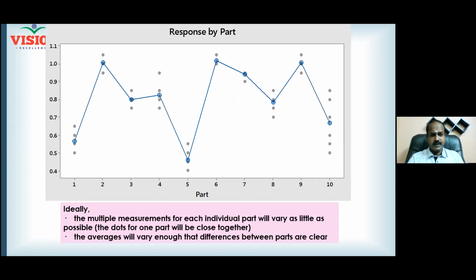This is a dot plot. Part number 1, and it goes up to part number 10. Part number 1 is measured by operator 1, operator 2, operator 3. Operator 1 gave you how many readings? 3 readings. Operator 2 gave you 3 readings. Operator 3 gave you 3 readings. Totally how many readings you got from part number 1? 9. Those 9 readings you are seeing here. All of them came from a single part.